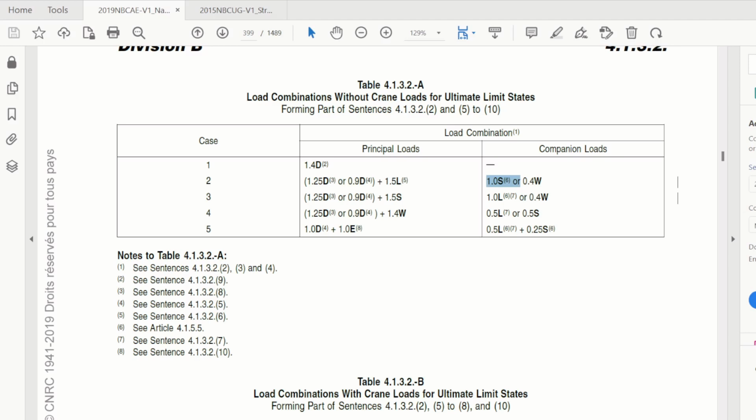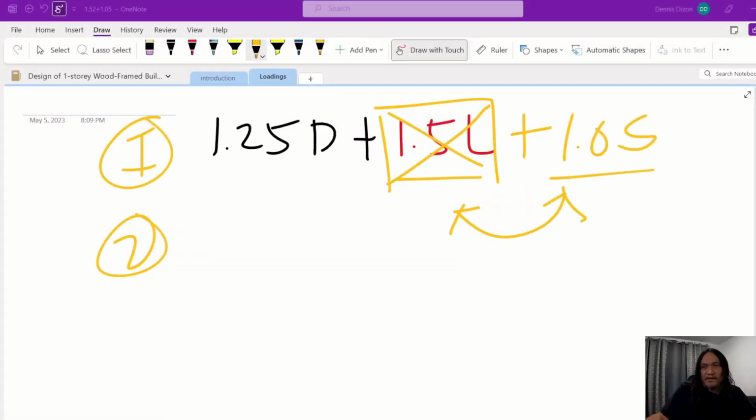But for load case 2, oh no. So 1.25 dead load and then 1.5 live load and then 1.0 snow load. Like I said, in our case where there is no possible live load on the roof, just disregard the live load case.